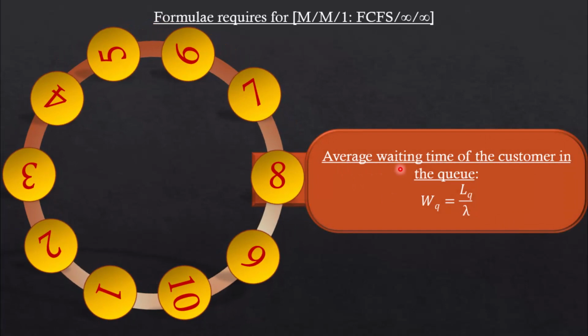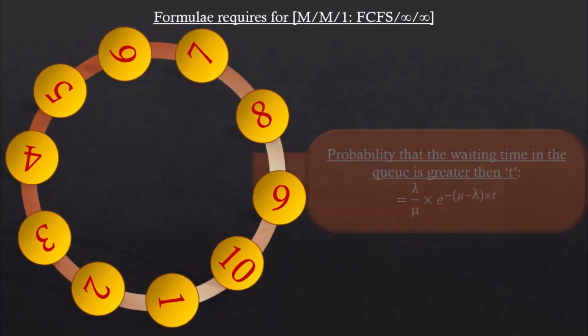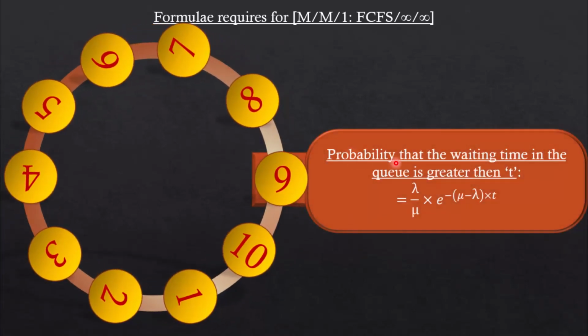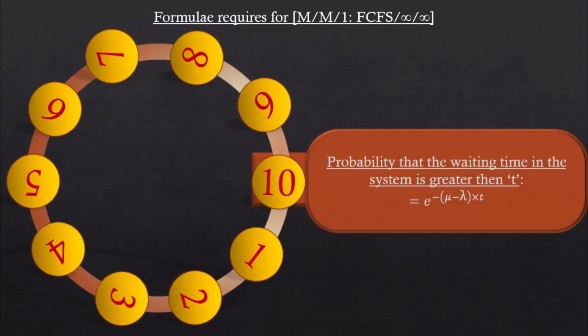The next is the average waiting time of a customer in the queue. It is given by WQ and it is equal to LQ by lambda, where LQ is the length of queue. And the next formula is the probability that the waiting time in the queue is greater than time t. It is given by lambda by mu multiplied by e to the power minus (mu minus lambda) multiplied by time t. Let us move ahead with the formula.